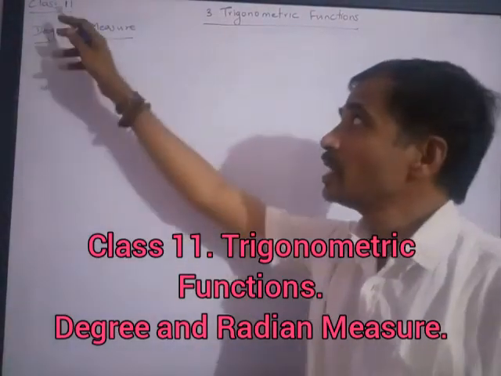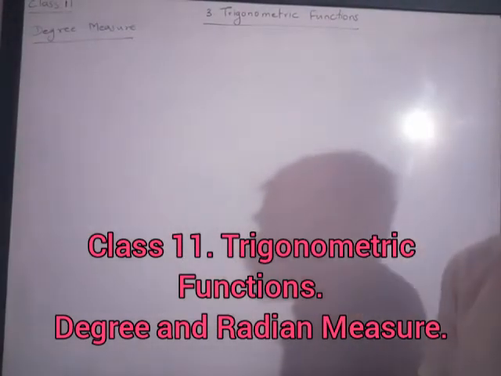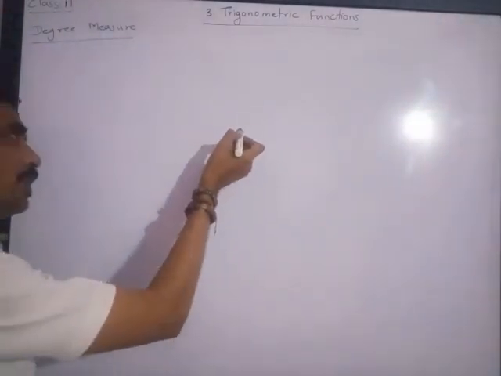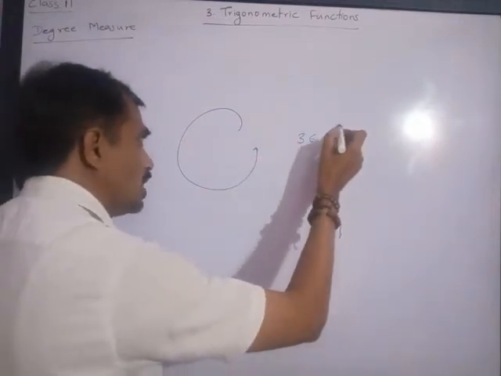Dear friends, in class 11 we have the third lesson, trigonometric functions, and we are studying degree measure. Now let us try to understand degree measure. If there is a complete rotation, then we say it is 360 degrees.